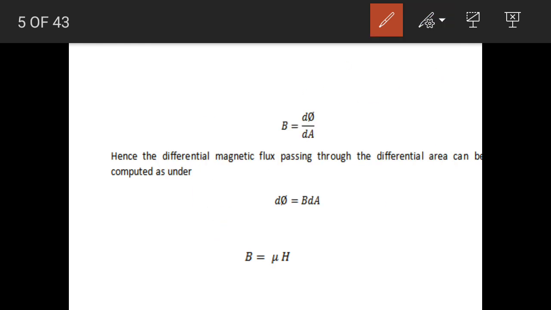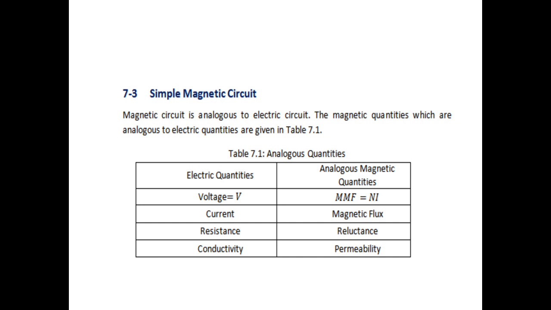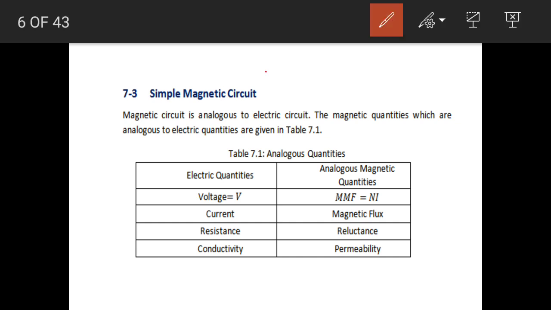Now we are going to discuss a very simple magnetic circuit. Magnetic circuit is analogous to electric circuit. The magnetic quantities which are analogous to electrical quantities are given in table 7.1. So you see the voltage in an electrical circuit is analogous to MMF in a magnetic circuit. Voltage is represented by V, and MMF, which is basically magnetomotive force, is equal to Ni.